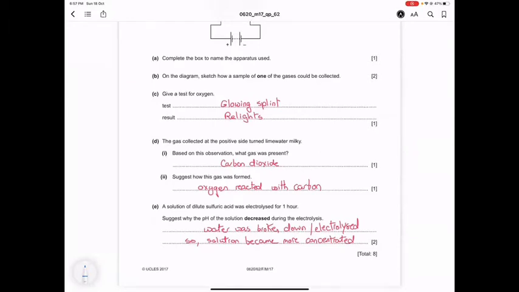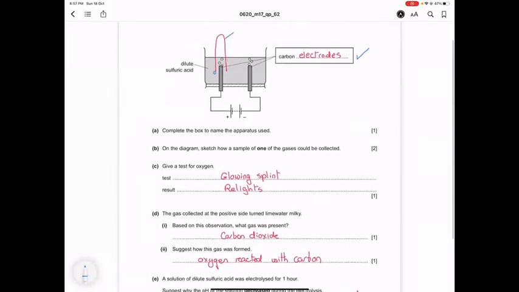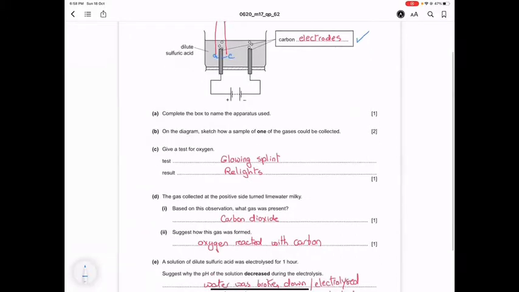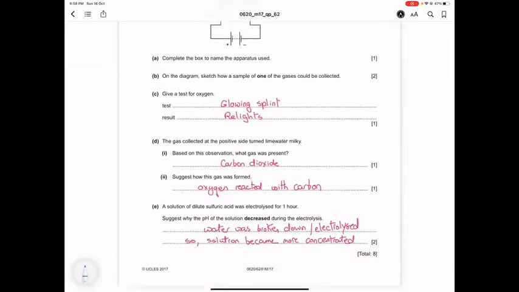I. Based on this observation, what gas was present? Carbon dioxide, of course. Suggest how this gas was formed. Oxygen, which was produced at the anode, reacted with the carbon, which made the anode, to form carbon dioxide. So oxygen reacted with carbon.